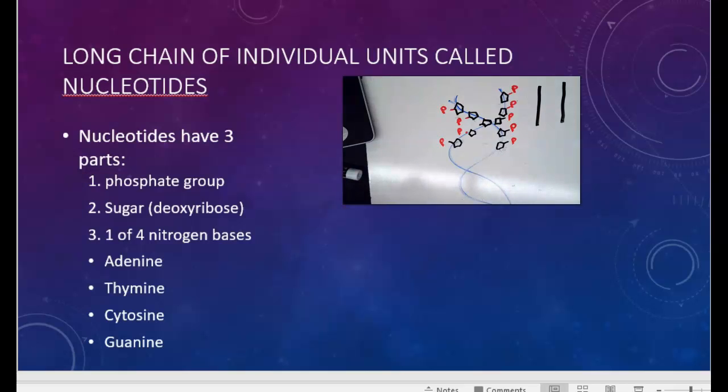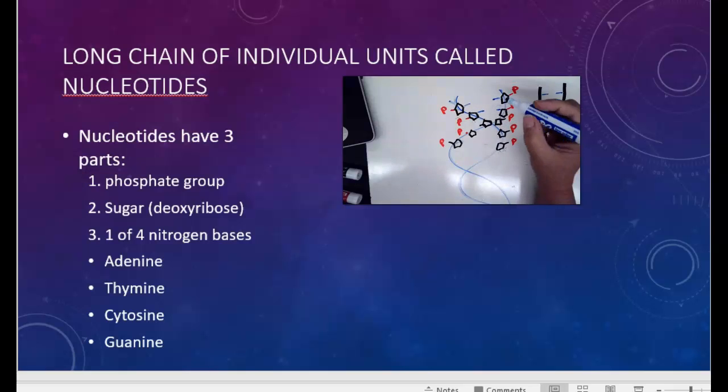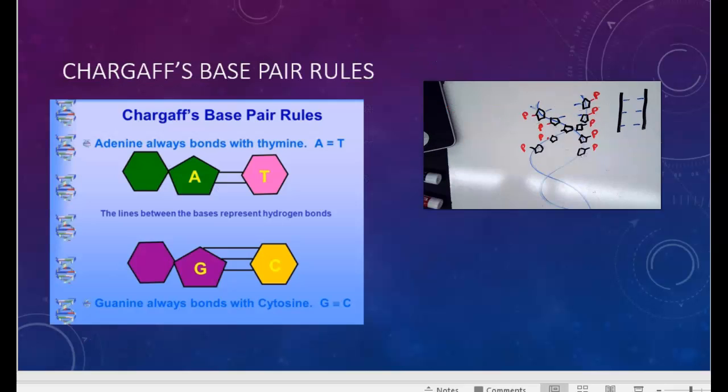The interesting part, the part that we're going to focus on then, is the nitrogen base, because they are going to join in the middle. So they would almost be like making the rungs of the ladder. All right, now there's a very specific way that these nitrogen bases combine together. And that is called Chargaff's rule. Erwin Chargaff is the scientist that was responsible for finding this relationship.